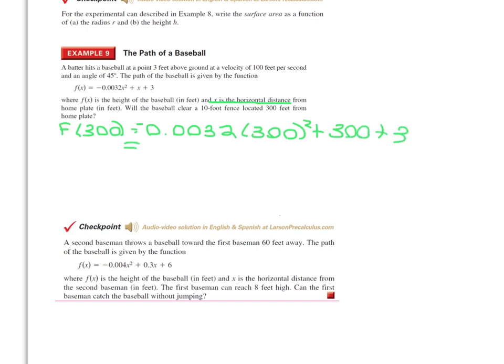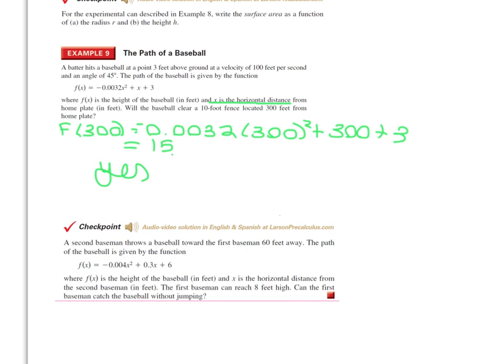And when you plug that all in your calculator, you end up with 15. So at 300 feet horizontal distance, it's going to go up 15 feet. So yes, it will clear a 10-foot fence.